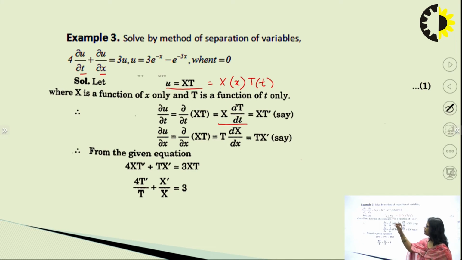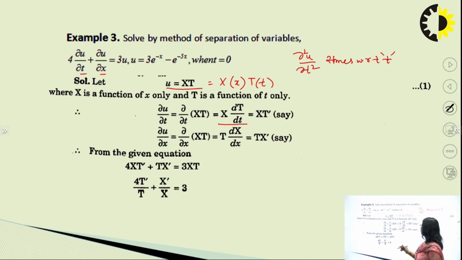So if instead of del u by del t in this equation, suppose we are having del 2u by del t square, then this means that the derivative of u has to be considered 2 times with respect to t. So our given equation will decide how many times the derivative has to be taken.